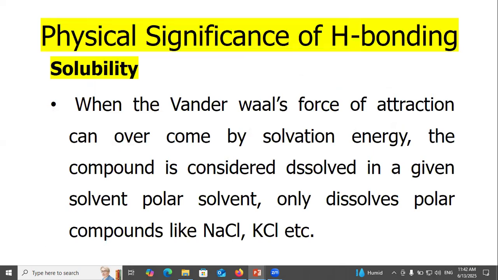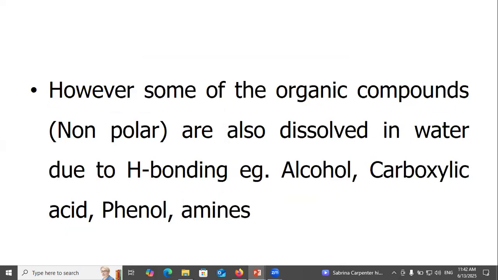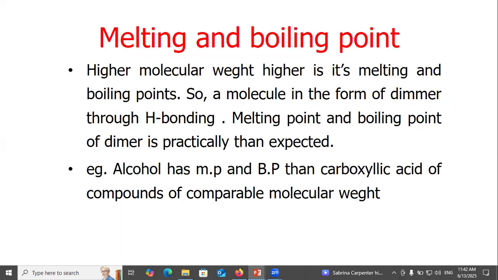Physical significance of hydrogen bonding: solubility. When the van der Waals force of attraction can be overcome by solvation energy, the compound is considered dissolved in a given solvent. Polar solvent only dissolves polar compounds like sodium chloride, potassium chloride, etc. However, some of the organic compounds, non-polar, are also dissolved in water due to hydrogen bonding. Example: alcohol, carboxylic acid, phenol, amines.